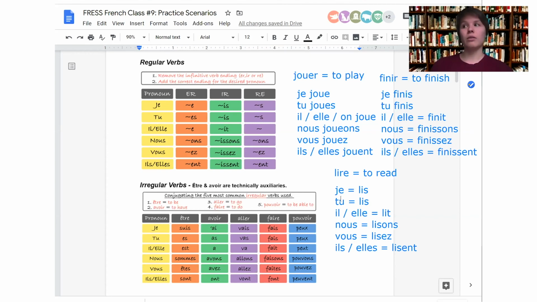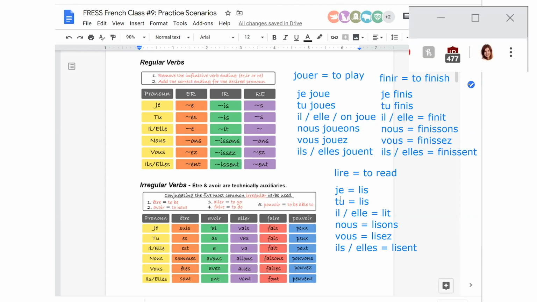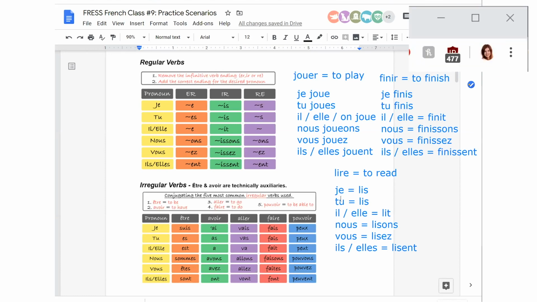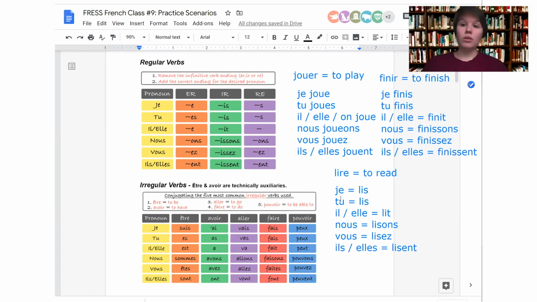So like you would use faire when you're talking about making a cake, for example. Okay, je fais un gâteau. All right, or je prépare un gâteau. But faire is also used for that as well. Okay. And then pouvoir is like can. I can do this. I can't do this. Yeah. Any questions about those guys?